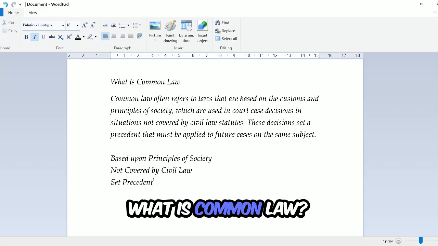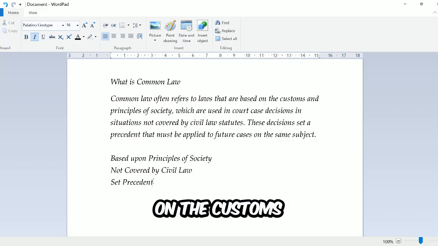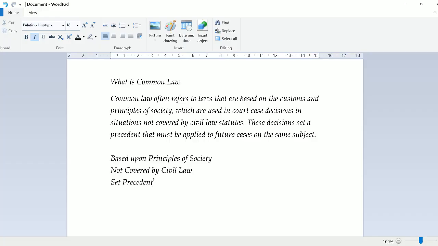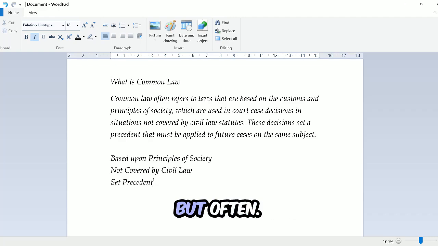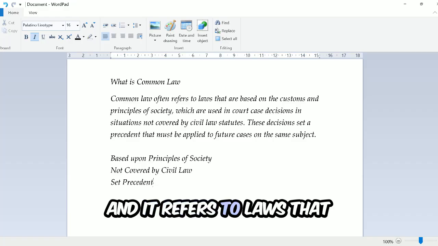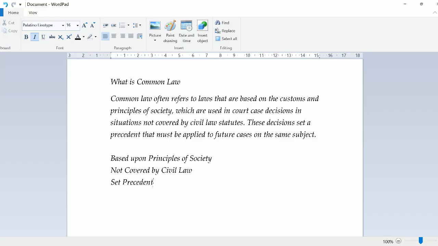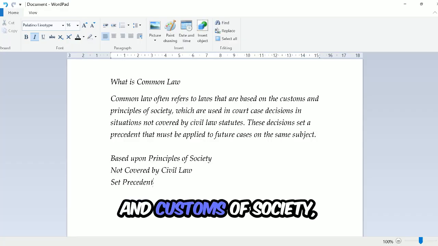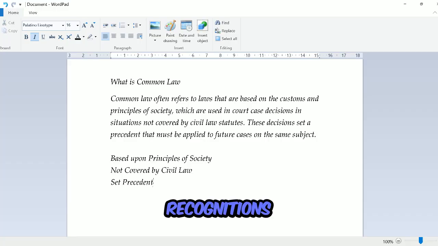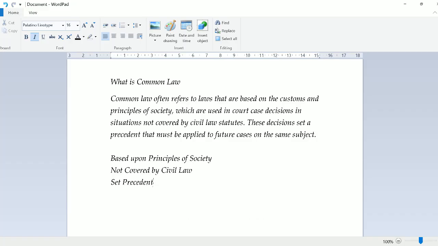What is common law? Common law often refers to laws that are based on the customs and principles of society. Now notice it used the word often, right? It didn't say always, but often. So the governing factor for common law is to associate it with principles of society and customs of society, recognitions of rights that operate within the society.